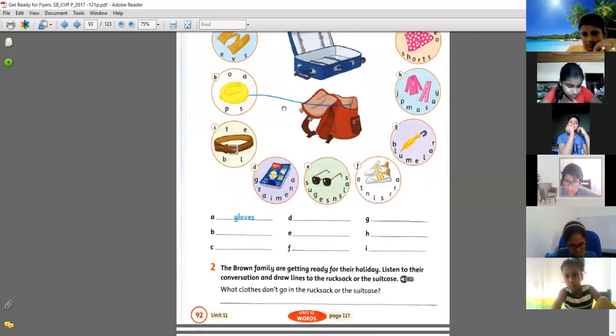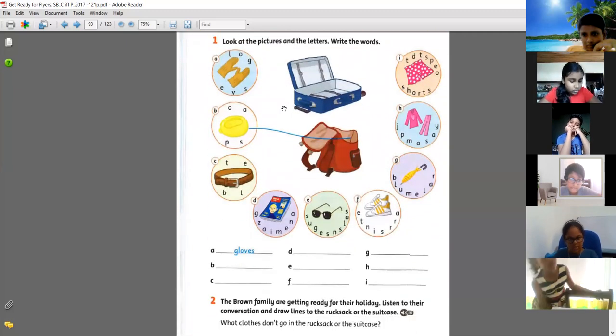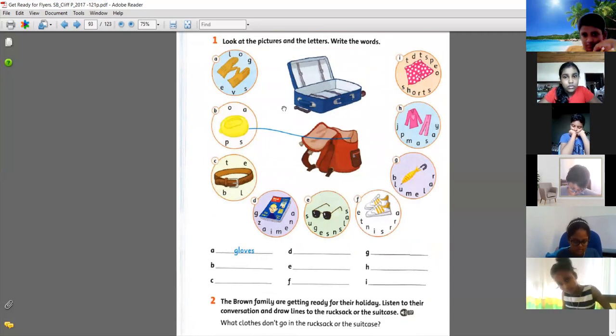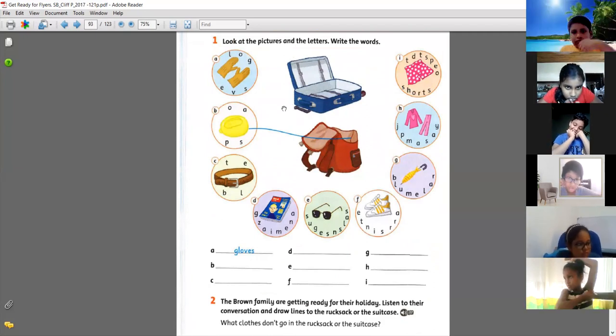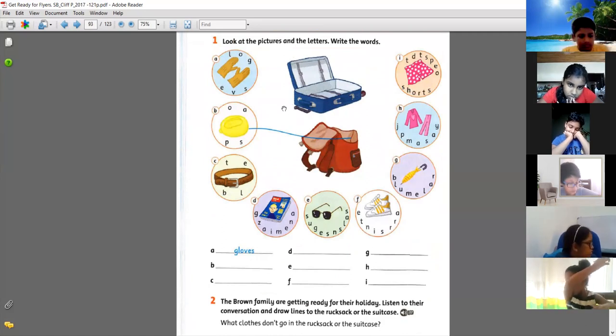It says gloves. You need gloves, especially in the winter season. In the winter season we need gloves because it's very cold.